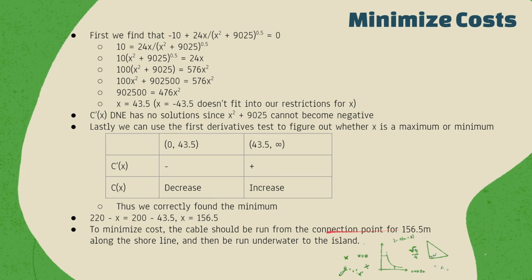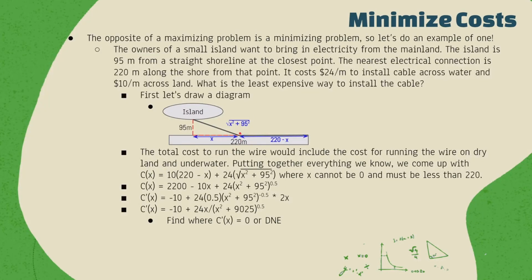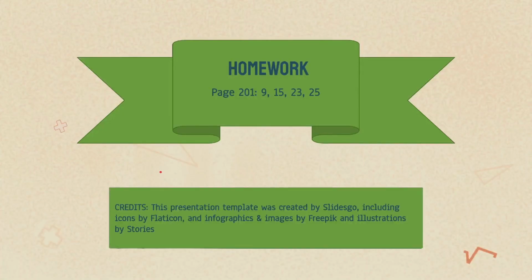So the rest is quite simple. We know that the cable should be run from the point of 156.5 meters across the shore, so around probably somewhere here, and then the rest of it should be run up like this. It doesn't ask us how much the least expensive way costs, so there's no point of us calculating c of x, but if it did, you just need to plug in your x values here and you'd figure out the cost. So now we're done with chapter 3.6.